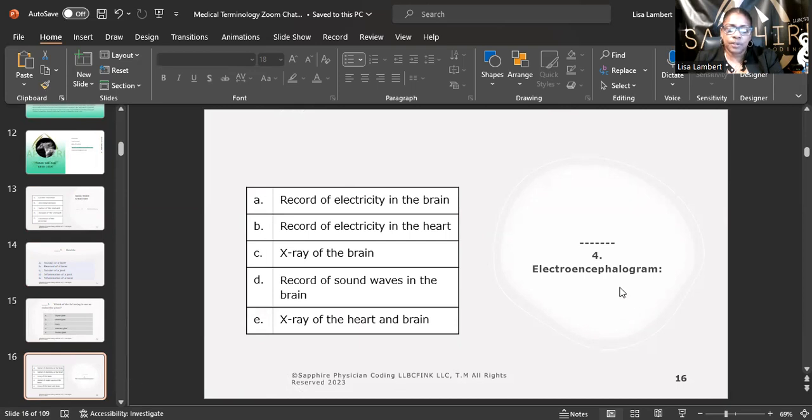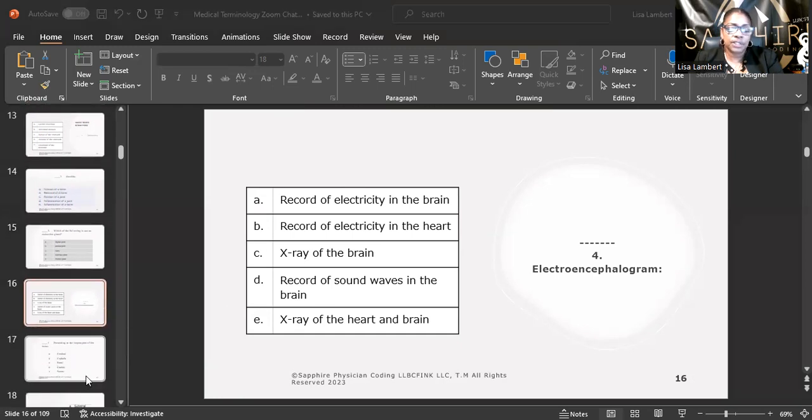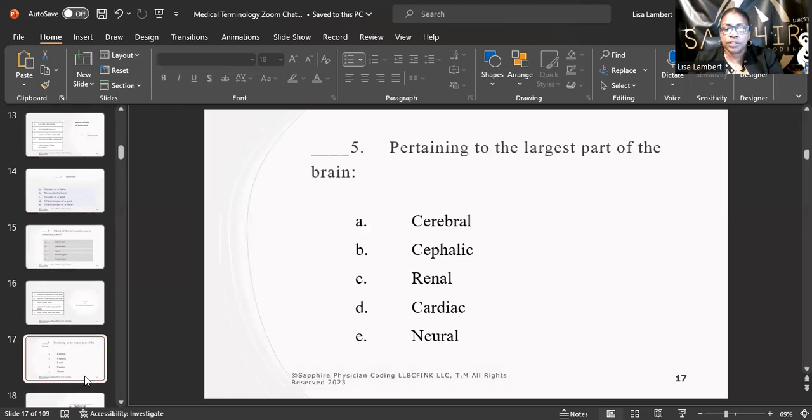Okay. Electroencephalogram. You know what gram is, so you know some type of X-ray or test or something, right? I'm not saying it's an X-ray of the brain or anything like that. After you get through medical terminology, I'm telling you, you're going to be eating and sleeping this stuff. So let's move down. And this gives you a good idea what you're going to be looking at pertaining to the largest part of the brain. Okay, so you guys know right off the bat that what I'm talking about is cephalic, cerebral. That's related to the brain.